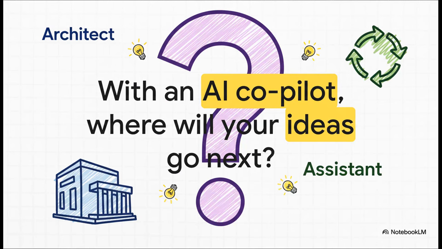See, once you understand how to use both the architect and the assistant, you're not just making slides faster. I mean, that's cool, but it's bigger than that. You're fundamentally changing how you can bring your ideas to life. So the real question is, when you have an AI copilot that can handle all the heavy lifting, where are your ideas going to go next?